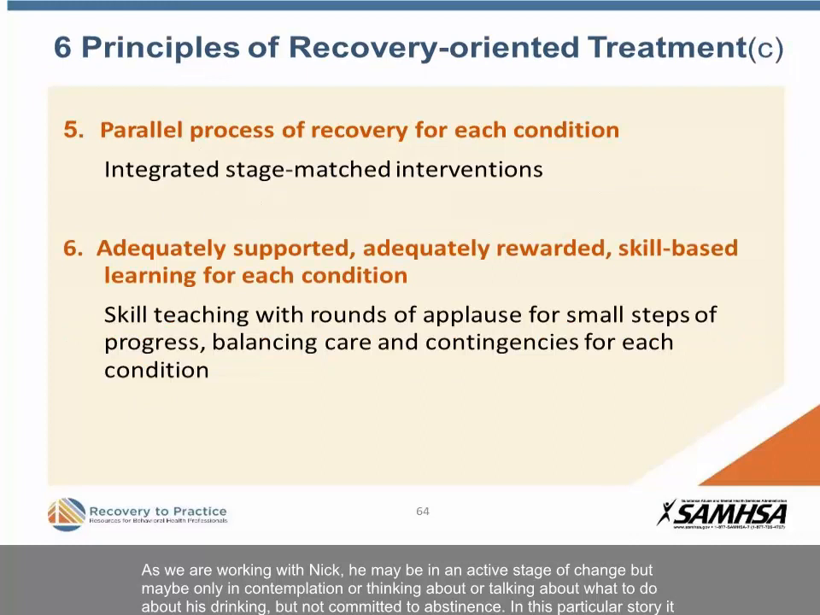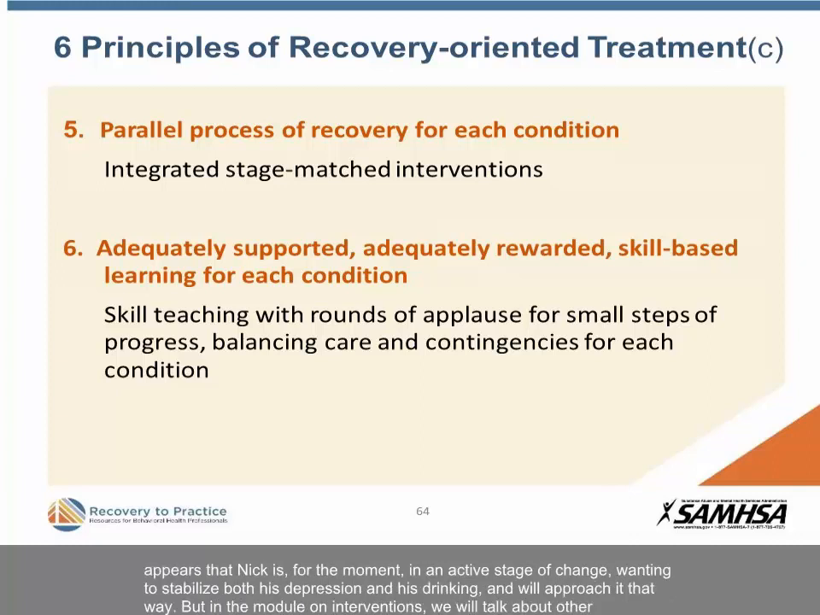Further, we have to match what we're doing to where Nick is in his stage of change for each issue. This will be covered in more detail in another module in this series, but as we're working with Nick, he may be in an active stage of change for getting help for depression, but maybe only in contemplation or thinking about or talking about what to do about his drinking, but not committed to abstinence. In this particular story, it appears that Nick is, for the moment, in an active stage of change, wanting to stabilize both his depression and his drinking, and we'll approach it that way.